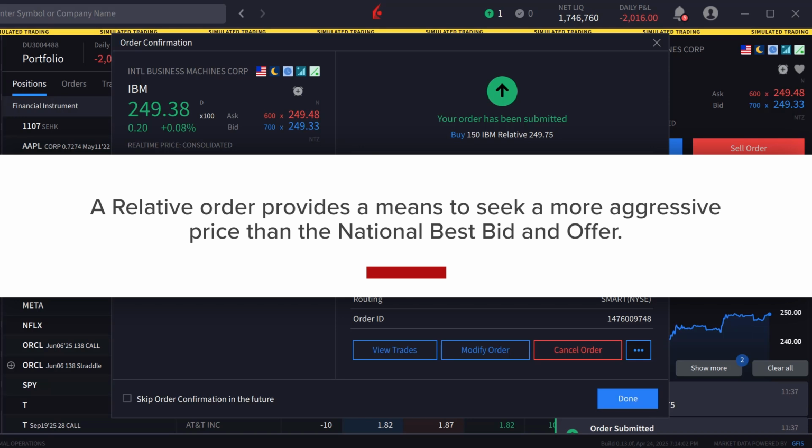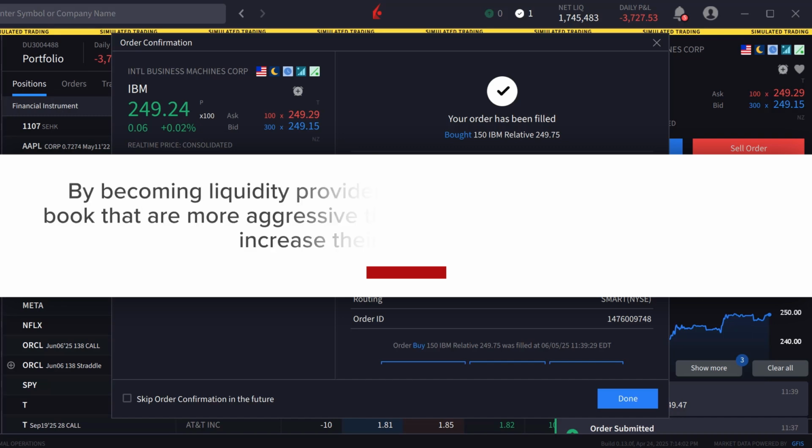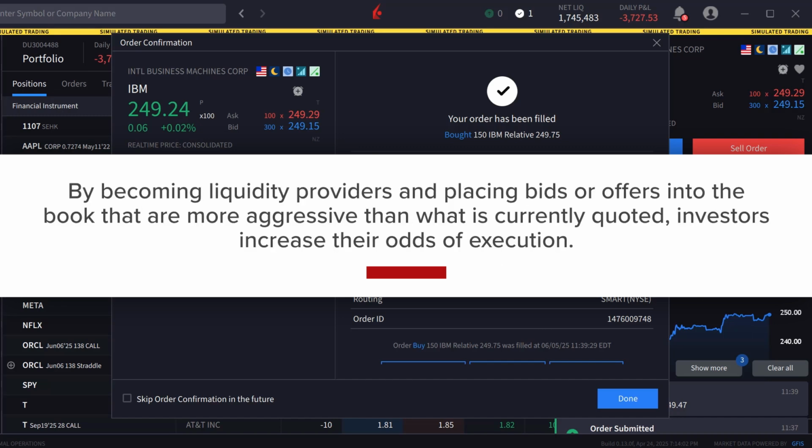A relative order provides a means to seek a more aggressive price than the national best bid and offer. By becoming liquidity providers and placing bids or offers into their book that are more aggressive than what is currently quoted, investors increase their odds of execution.